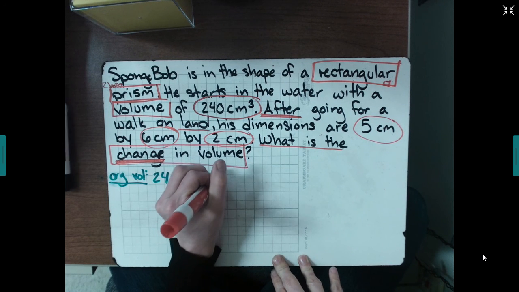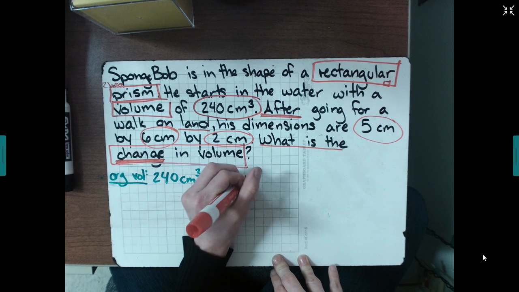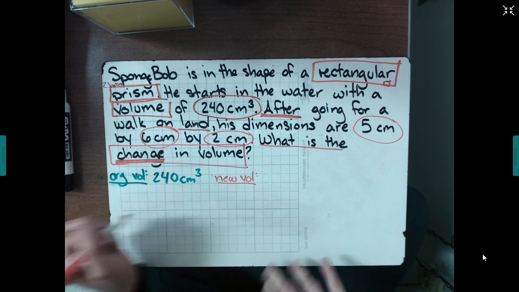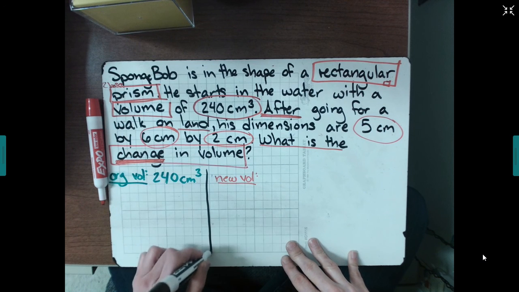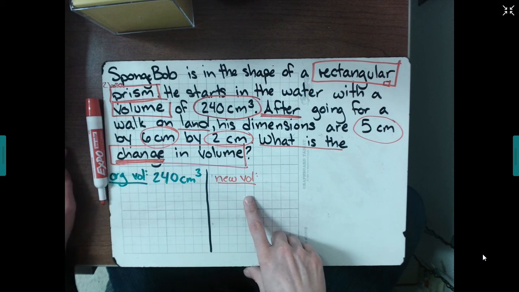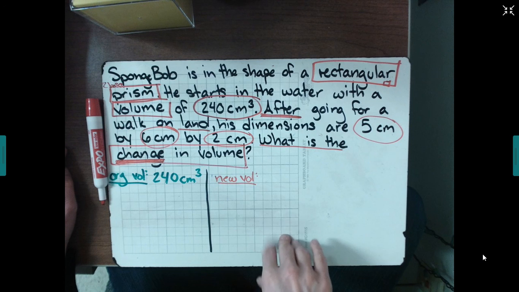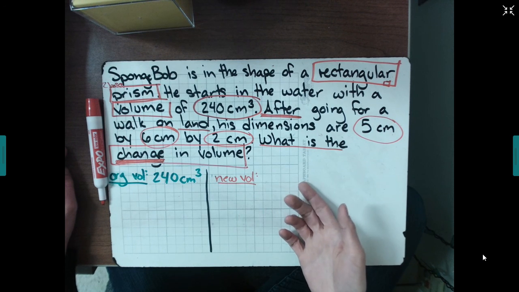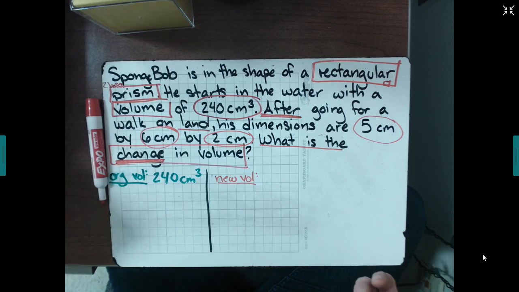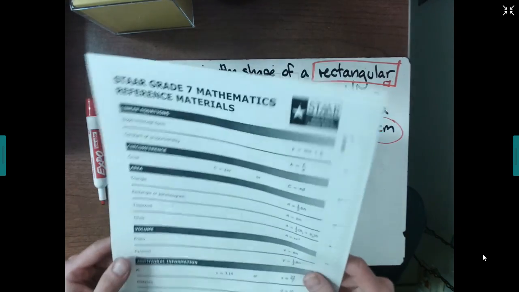Let's stop cooking. New volume. Okay, so I'm going to look for the new volume. Well, I know it's a rectangular prism. I have to figure out the volume. I have these three numbers, but I need to go to my star chart to figure out what to do with those three numbers, right?